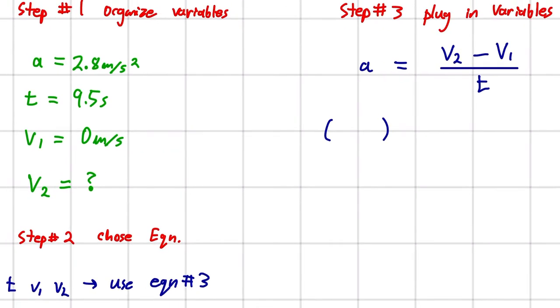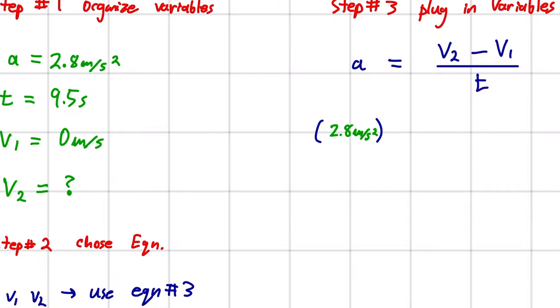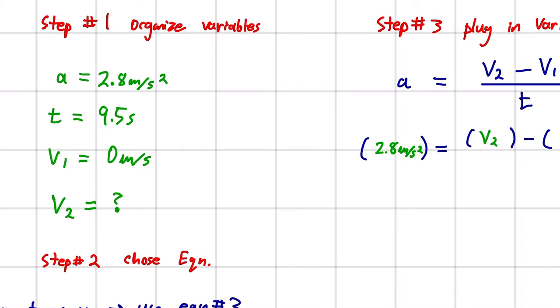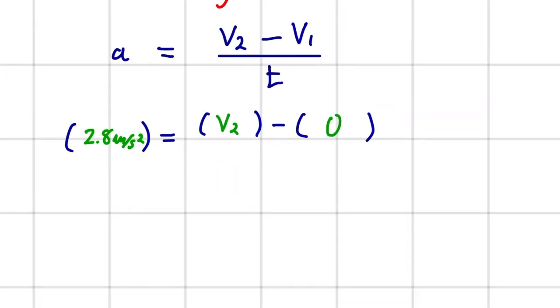So first, the acceleration, 2.8 meters per second squared. Remember, that value was given to us here. Is equal to v2. Well, what's our value for v2? We don't know. So in our formula, we're just going to keep it as v2. Minus v1. Our value for v1 is 0 meters per second. So I'm just going to write a 0.